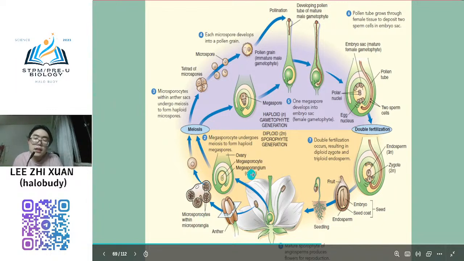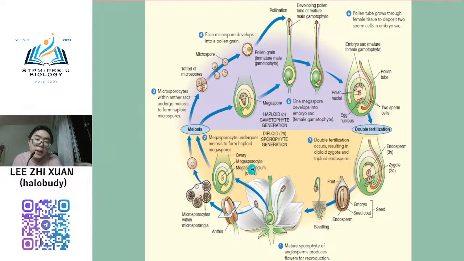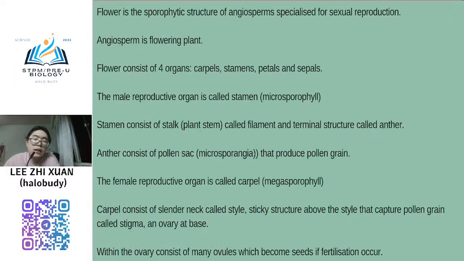And the initial structure for the female one is megasporocyte. Mega. One is micro, one is mega. Male is micro, female is mega. So this is a structure that you need to know.